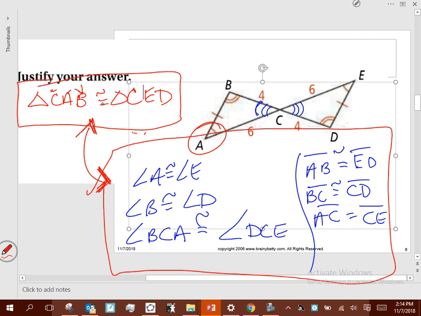Predominantly, we prefer this one. Now, here's something I didn't talk about. When we talk about triangles, we have to put the symbol up front. You know why?